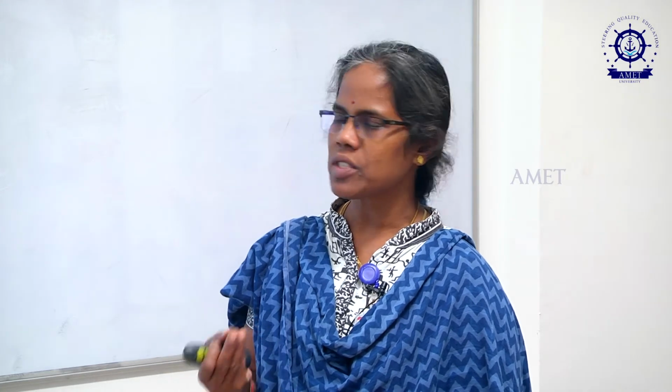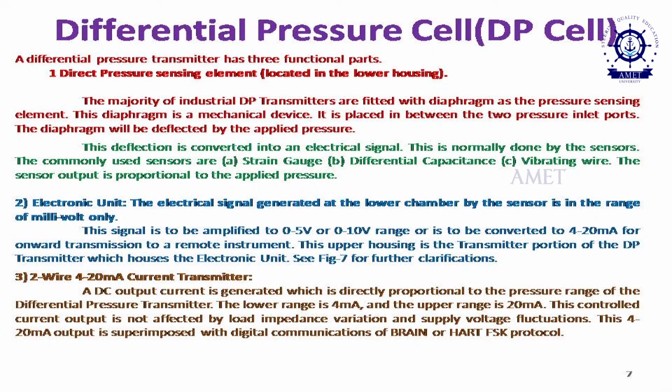The diaphragm is a mechanical device. It is placed between two pressure input ports. The diaphragm is deflected by the applied pressure. This deflection is converted into electrical signals, normally by sensors. Commonly used sensors are strain gauge, differential capacitance, or vibrating wire. The sensor output is proportional to the applied pressure.